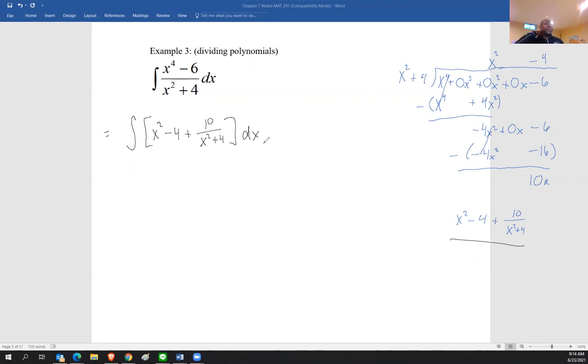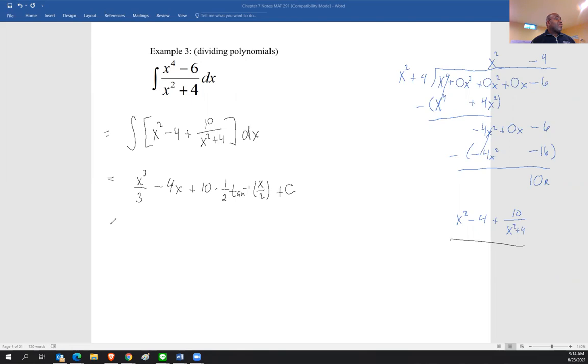And so now here, the integration is very simple because you have just a polynomial in the first two terms, and the third term, 10 over x squared plus 4, has the form of the inverse tangent. So evaluating that will give us x cubed over 3 minus 4x plus 10 times, now this is x squared plus 4, so it's going to give us 1/2 times the inverse tangent of x over 2 plus c.